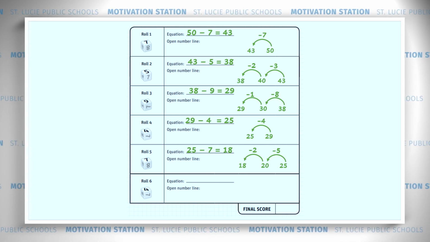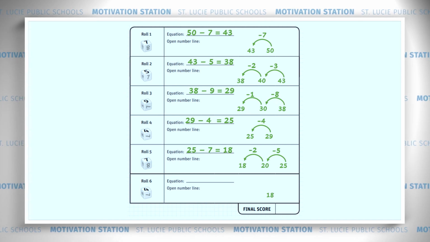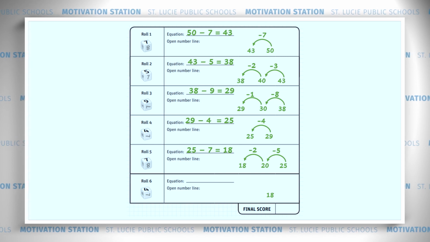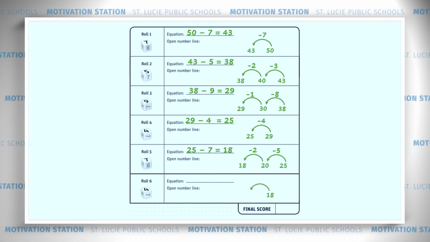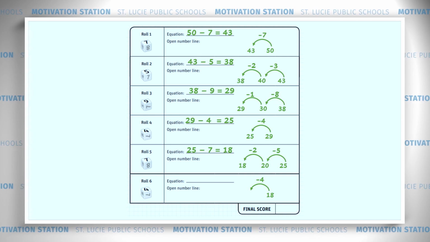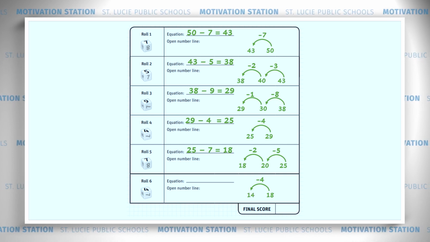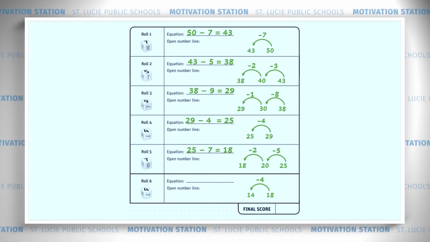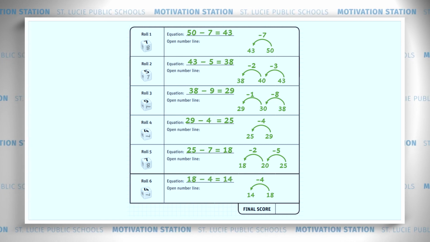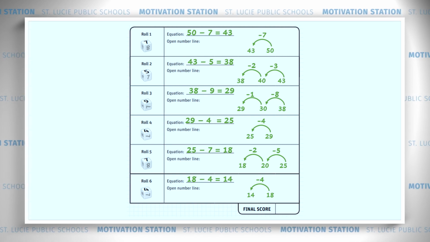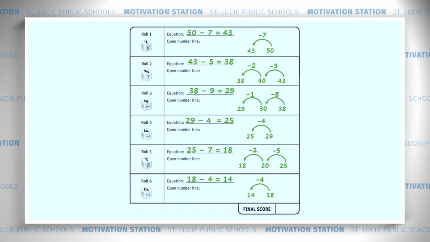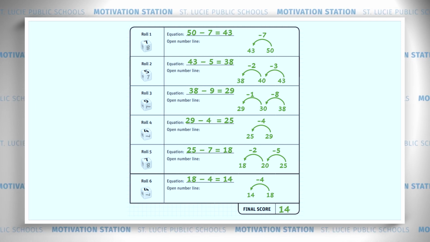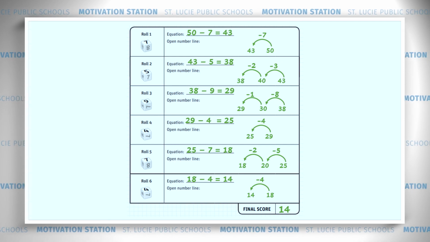Are you ready for the last roll? I rolled a 4. I'm starting with 18. I'm only subtracting 4. I can do that in one jump. 18 minus 4 equals 14. Awesome, I made it all the way down to 14. Oops, I forgot to write my equation. 18 minus 4 equals 14. Wow, that was a lot of subtracting. I need to remember to record my final score.